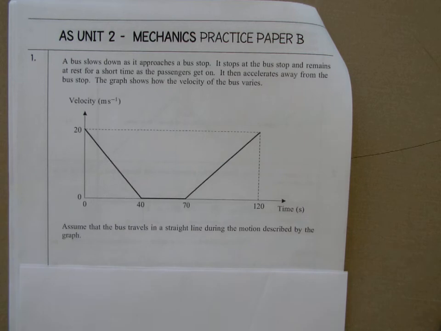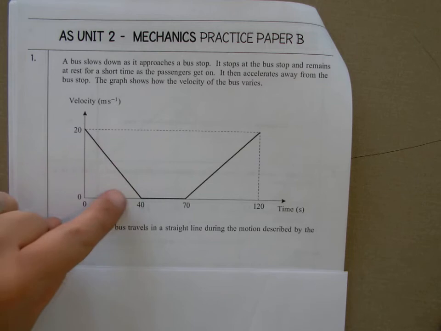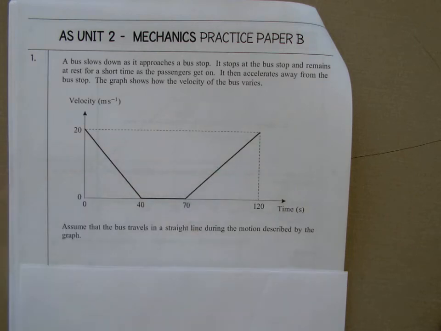The bus slows down as it approaches a bus stop. It stops at the bus stop and remains at rest for a short time as passengers get on. It then accelerates away from the bus stop. The graph shows how the velocity of the bus varies. So you can see the velocity reducing when it stops and then it accelerates again.